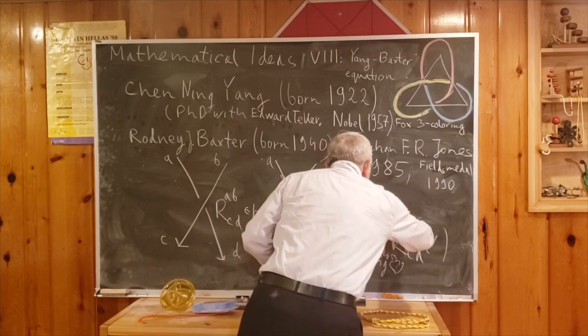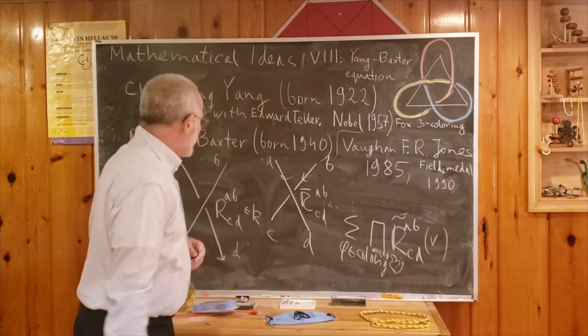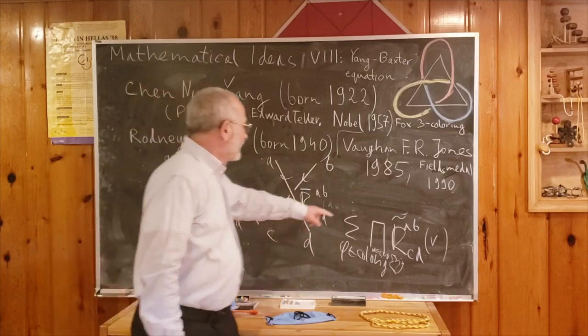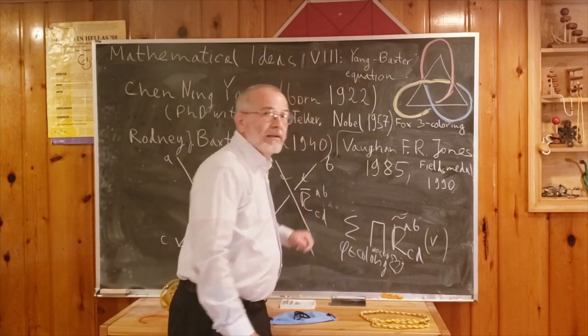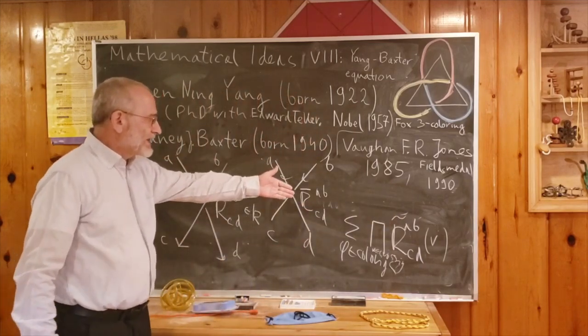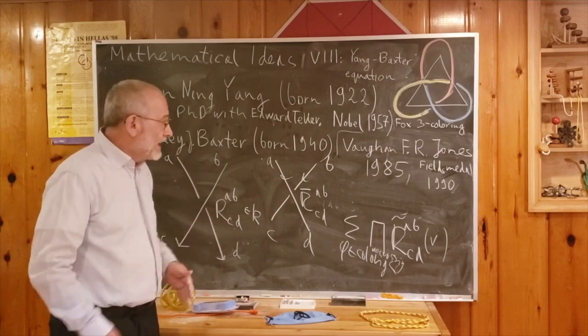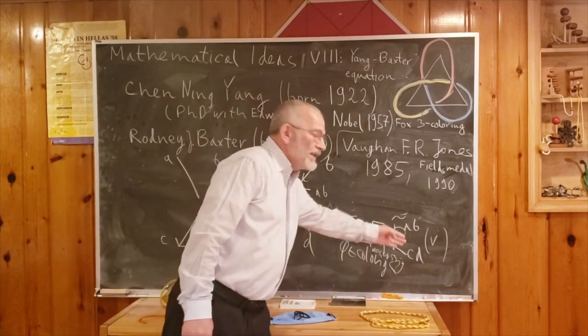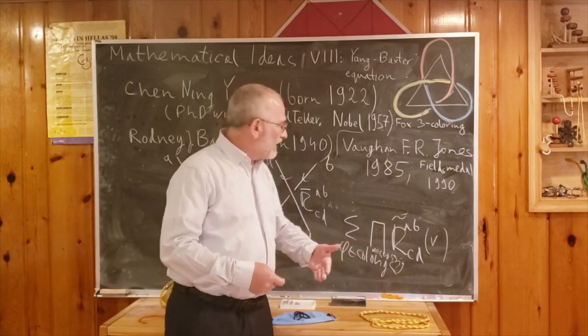Then let's put this tilde. For positive crossing, tilde is R. For negative crossing, tilde is R bar. So we'll consider such sums. They are very well known in physics. The weight is called Boltzmann weight from statistical physics.